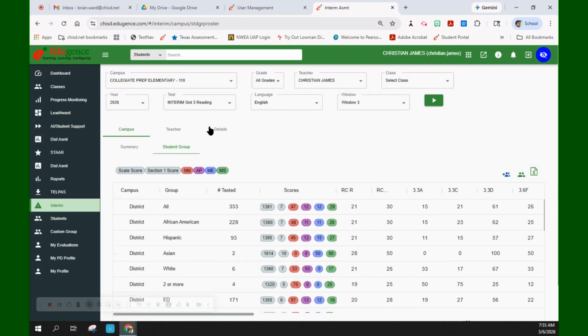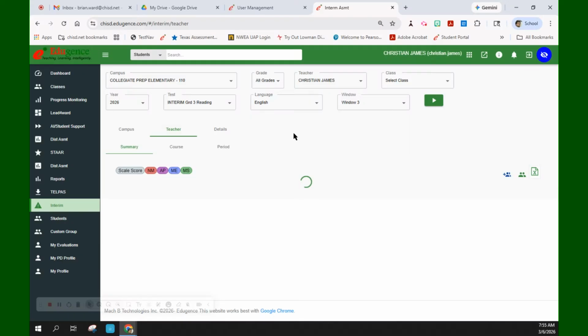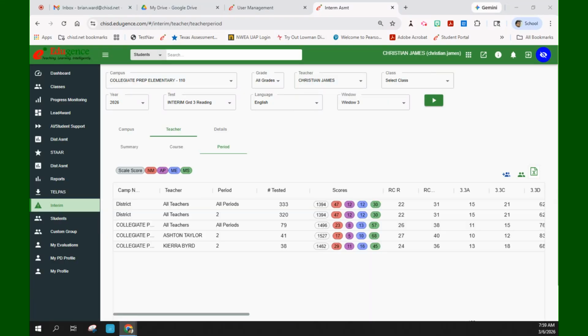Now, I want to go to the teacher tab. It breaks it down by a summary, by the individual course, if they have multiple courses, or by the actual period. It's the period one I often like to look at. So as you can see now, it'll break it down by all teachers across the board, all periods across the board. So it's good information.